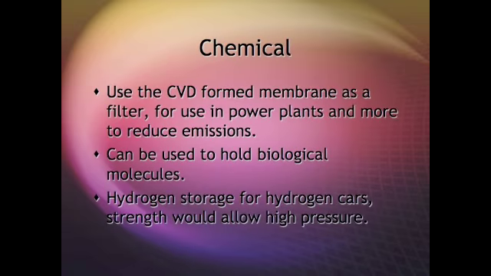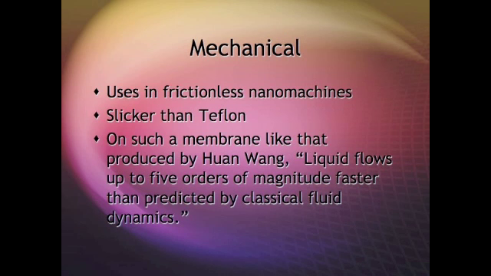In the chemical field, the carbon nanotube membrane formed by processes such as those discovered by Huan Wang can be used as filters to reduce emissions in power plants and also to filter water. They can be used to hold biological molecules and can provide high-pressure storage for hydrogen. Some of their mechanical applications include uses in frictionless nanomachines that are also slicker than Teflon, and on such membranes like those created by Huan Wang, liquid flows up to 5 orders of magnitude faster than predicted by classical fluid dynamics.